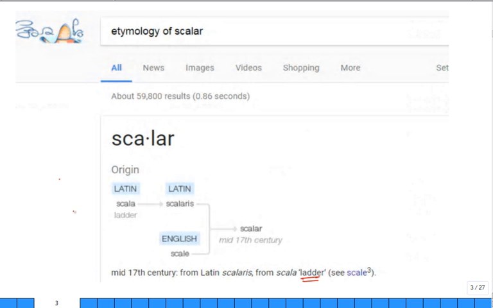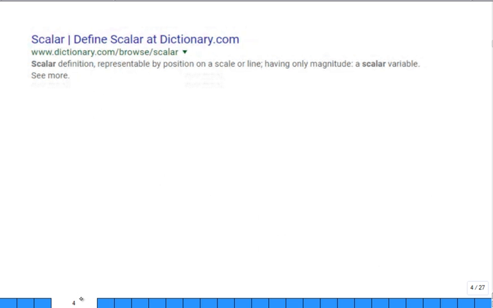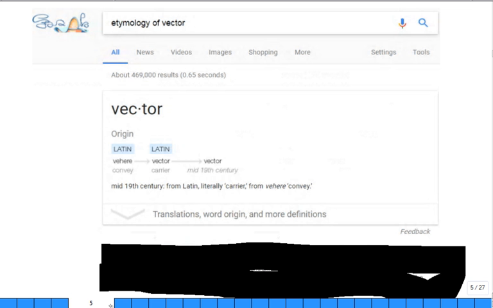Let me continue on. So here's another definition. It's represented by a position on a scale or on a line, having only the magnitude, which is important. That's a scalar variable. That's how they use the word in engineering. Oh, it's a scalar. Well, what's the other one?